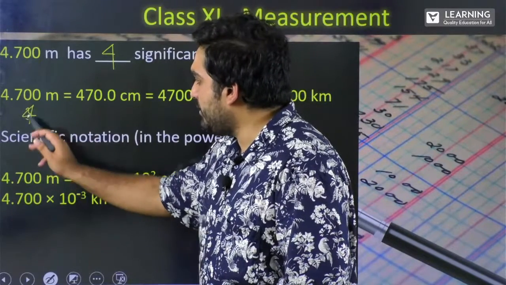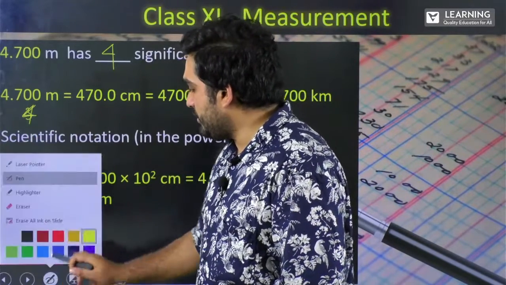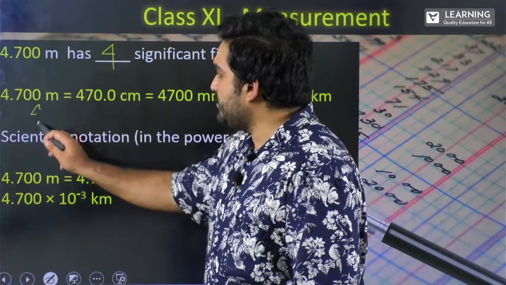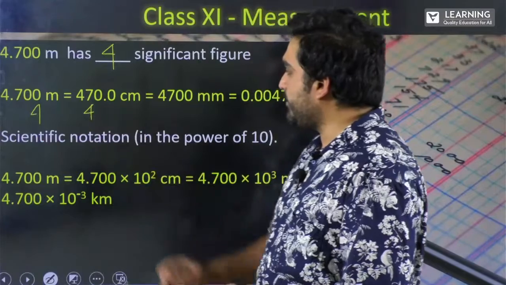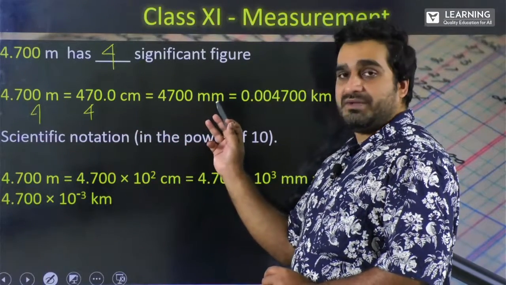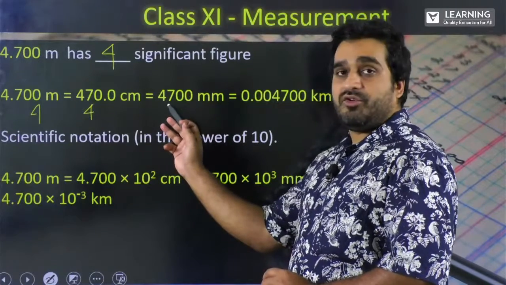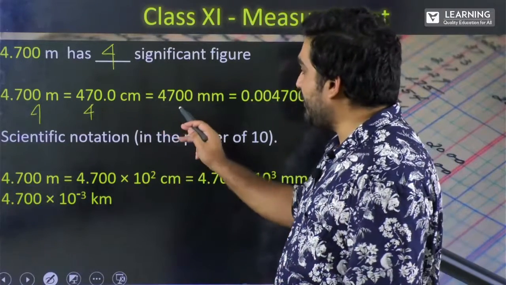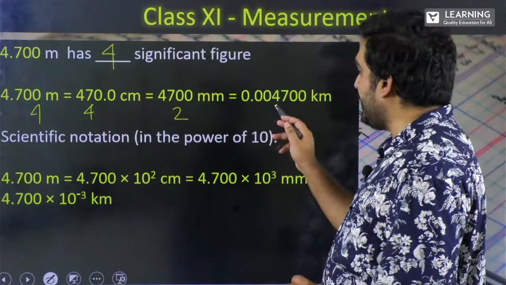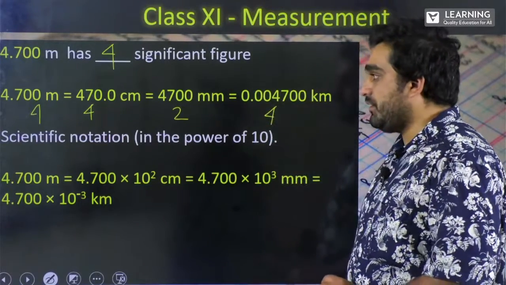Oh sorry, this is 4 significant figures. Why did I write 3? I have no idea why I wrote that 3. Okay, this is 4 significant figures. This is also 4 significant figures. Have a look at this. When a centimeter is converted to millimeter, you have only 2 significant figures. And this one into kilometer again has 4 significant figures.